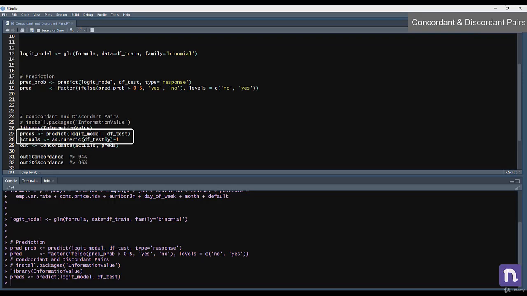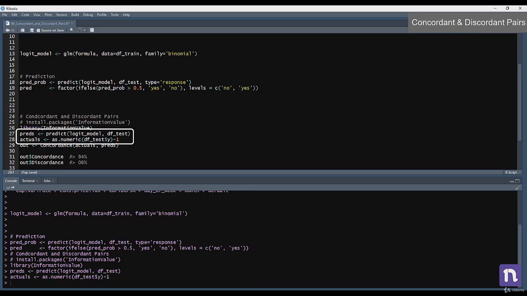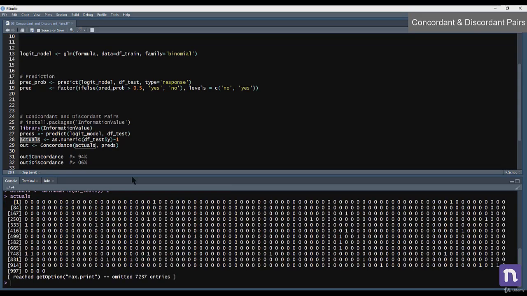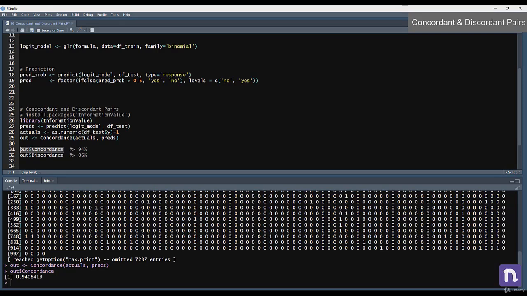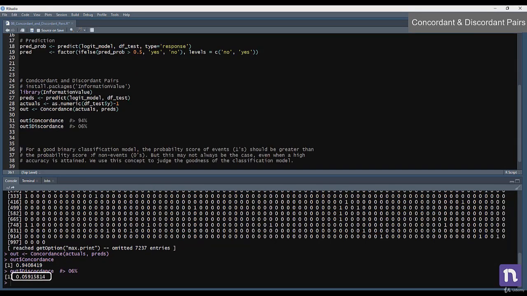These are the predicted values, actual values. I am explicitly reducing 1 from the actual value so that the zeros will actually have the value of 0 and ones will have the value of 1. Now pass both of these to the concordance function. You will get the output. From that output, you can get the percentage concordant and percentage discordant. This is a fairly good model.